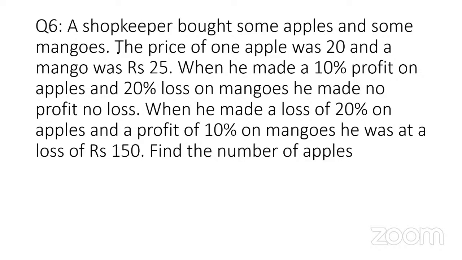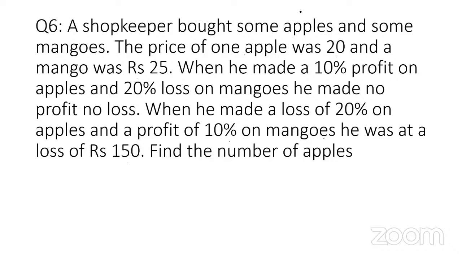Question is that a shopkeeper bought some apples and some mangoes. The price of one apple was 20 and one mango was rupees 25. When he made 10% profit on apple and 20% loss on mangoes, he made no profit, no loss. When he made a loss of 20% on apples and a profit of 10% on mangoes, he was at a loss of 150 rupees. Find the number of apples.